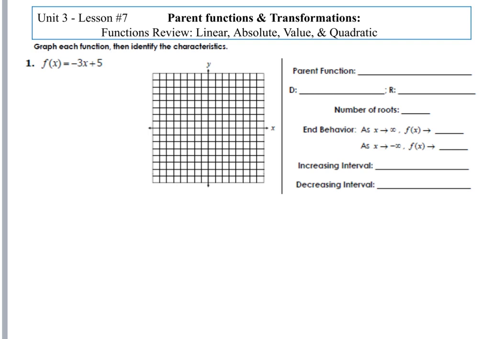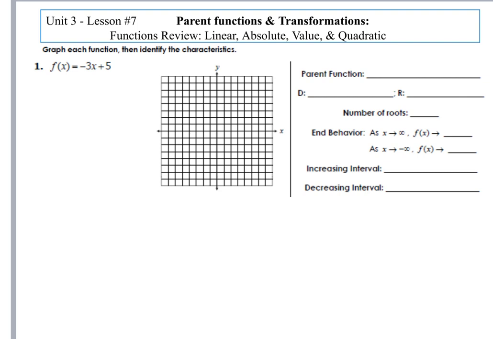Now this just kind of popped up in some of our other stuff so far. This is a linear equation. So parent function, we're going to say this is linear. Now what do we mean by linear? It means that we're going to get some type of diagonal line. No vertex, no changes. Okay, we have a consistent rise over run.